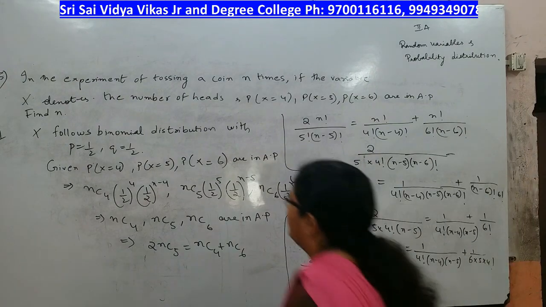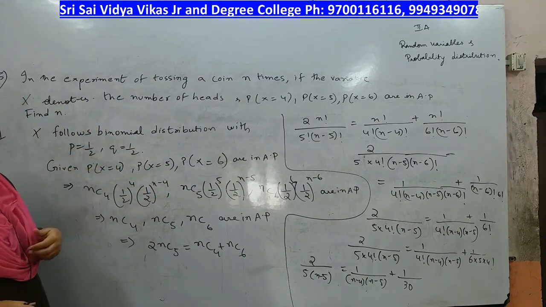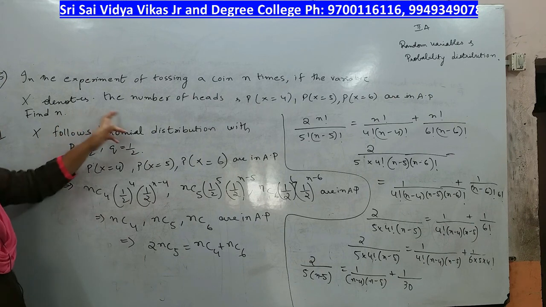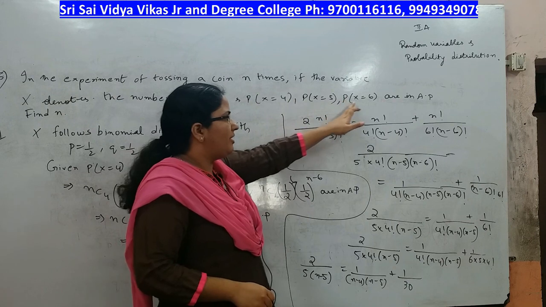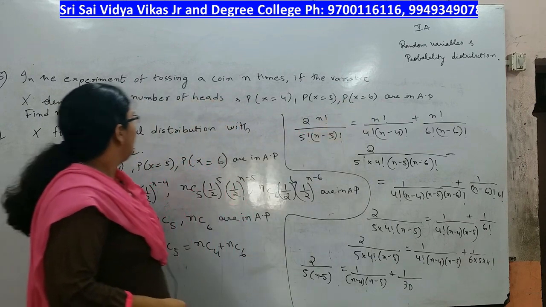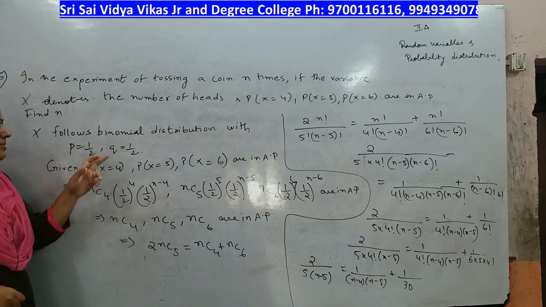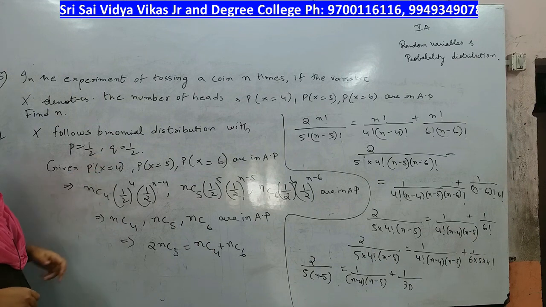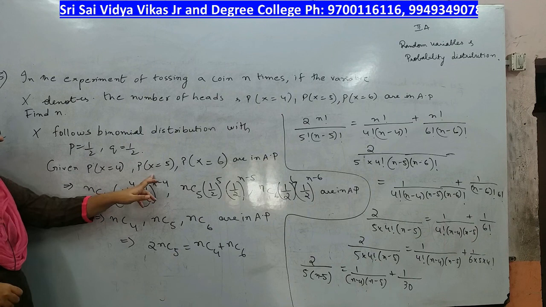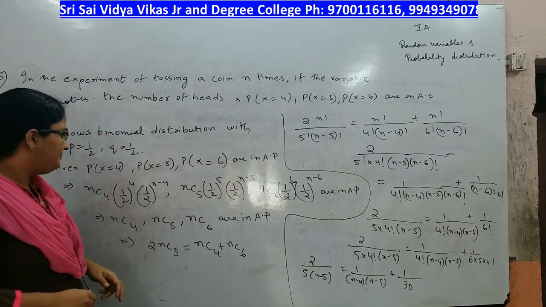Let us see the next problem. In the experiment of tossing a coin n times, the variable x denotes the number of heads, and P of x is equal to 4, P of x is equal to 5, P of x is equal to 6 are in AP. You have to find n. So x follows a binomial distribution with P as 1 by 2, Q as 1 by 2. Given P of x is equal to 4, P of x is equal to 5, P of x is equal to 6 are in AP.